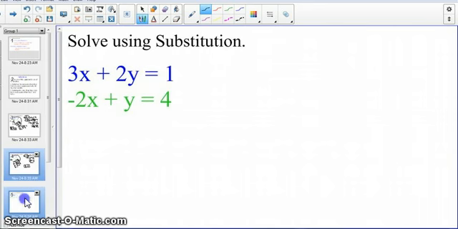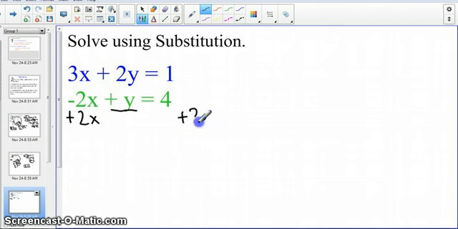Let's try one more. So 3x plus 2y equals 1. Then -2x plus y equals 4. Look at both equations. See which equation you can get a variable all by itself pretty easily. The top equation, not so much. The second equation, you have this y, so add 2x to both sides. That will get your y variable all by itself. So y equals 2x plus 4.